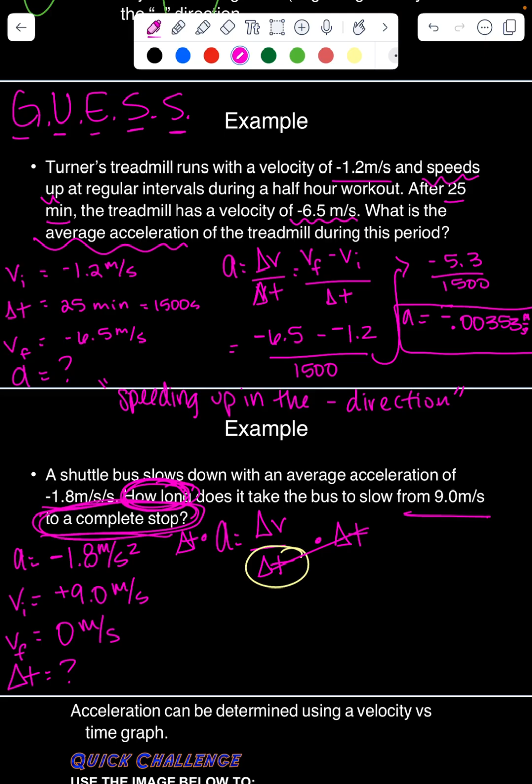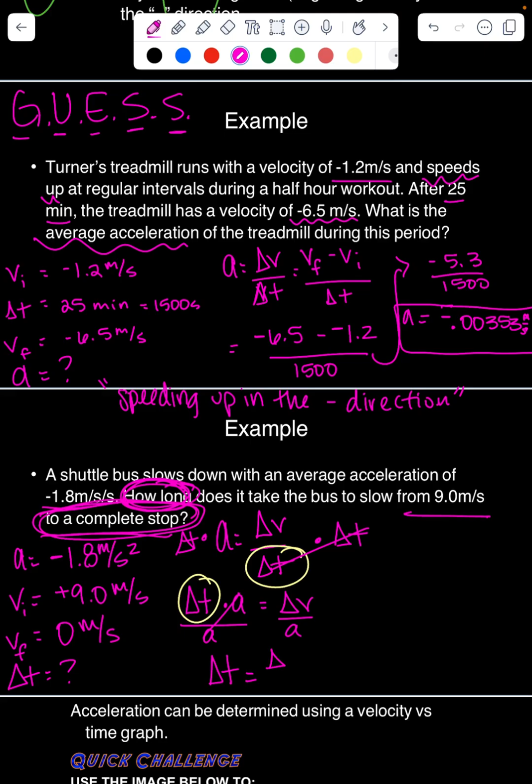To get delta T out of the denominator, we have to multiply it on both sides. So that's going to give me delta T times acceleration is equal to my change in velocity. Well, I'm still trying to solve for delta T. It's being multiplied by acceleration now, so I divide both sides by acceleration.